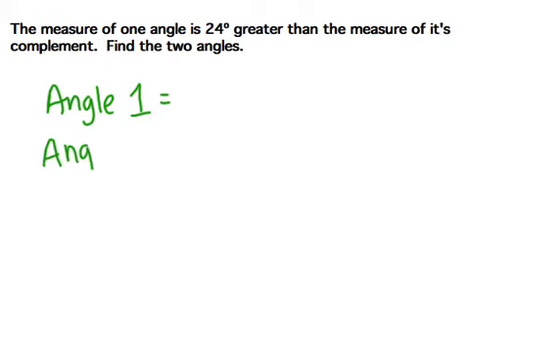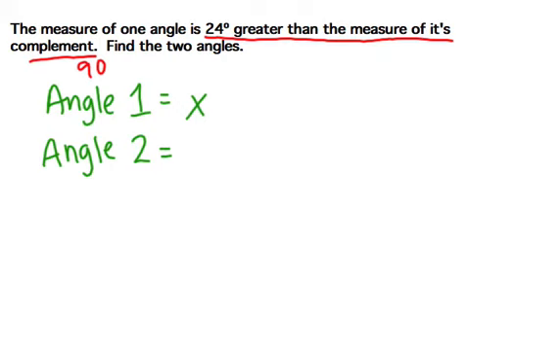And like I said, I just go ahead and make angle 1 x. It doesn't really matter which is which because it doesn't specify which angle is which. And it says the measure of one angle is 24 degrees greater than the measure of its complement. So complement means they're adding up to 90 this time. So 24 degrees greater. Greater means I'm adding, right? 24 degrees greater than the original angle. So my original angle x and then 24 more than my original angle.